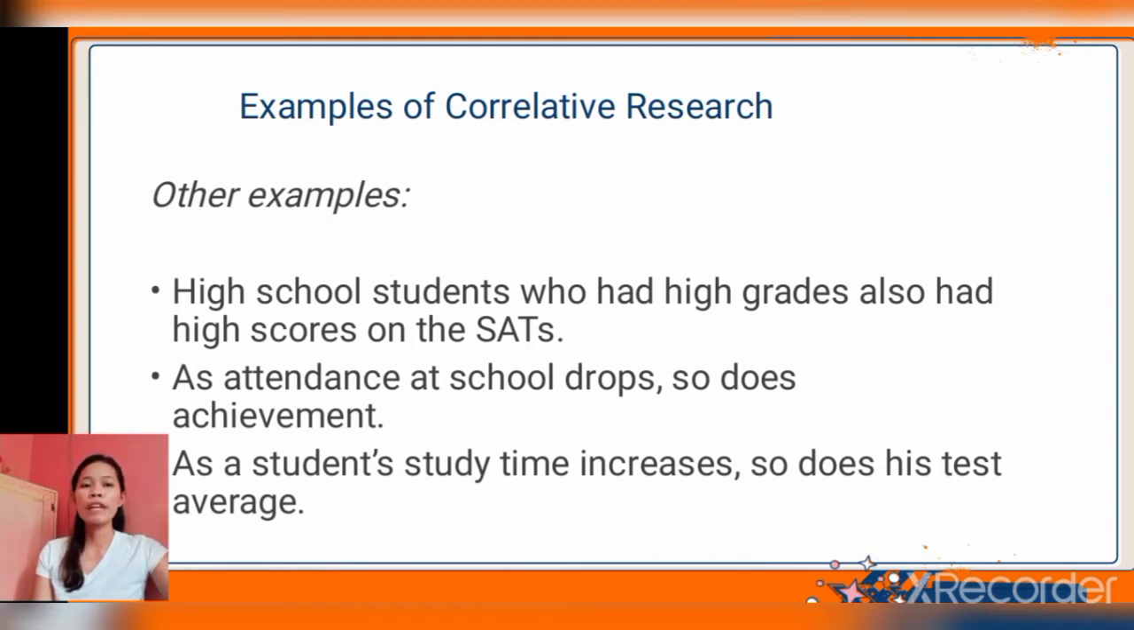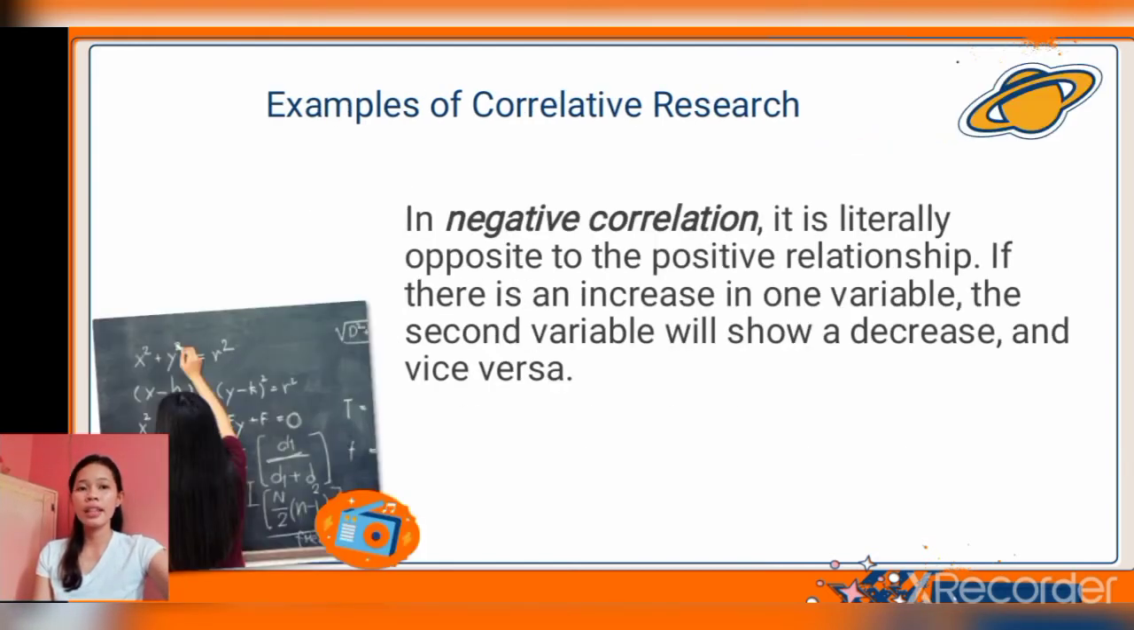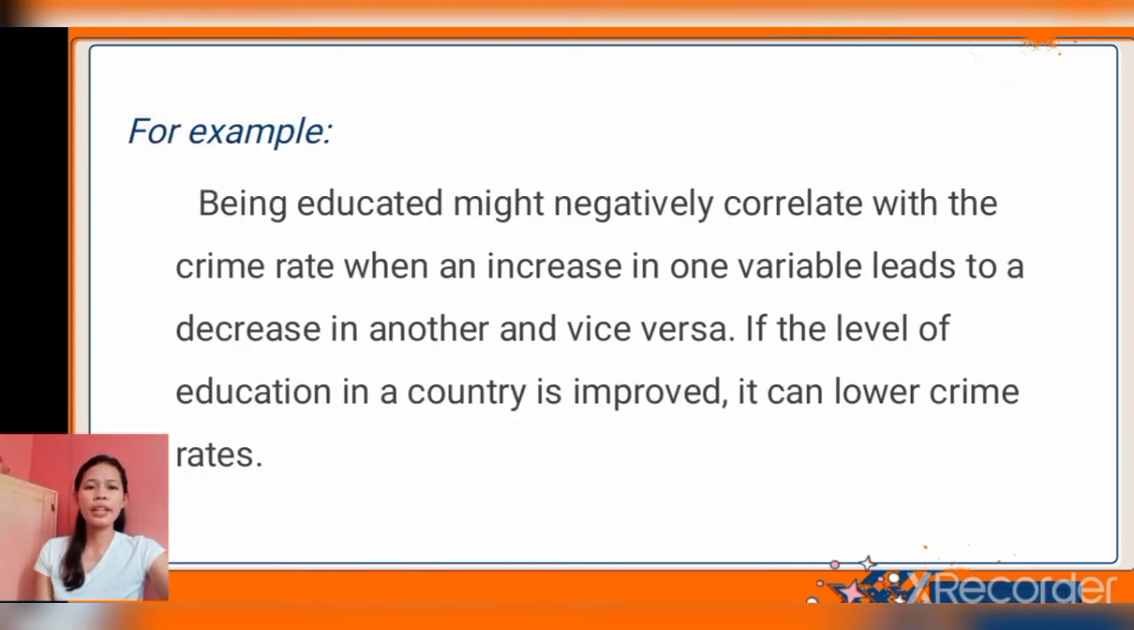So if we have the positive correlation, we also have the negative correlation. It is literally the opposite of the positive relationship. So it means that there is an inverse relationship between two variables. When one variable decreases, the other increases, and vice versa. Like for example, being educated might negatively correlate with the crime rate, when an increase in one variable leads to a decrease in another, and vice versa.